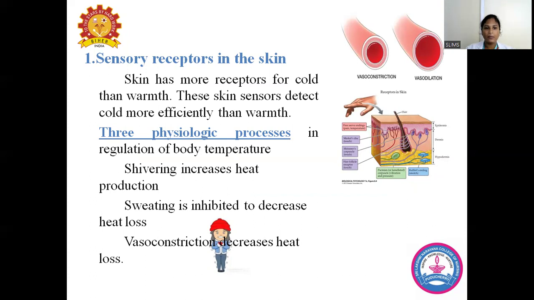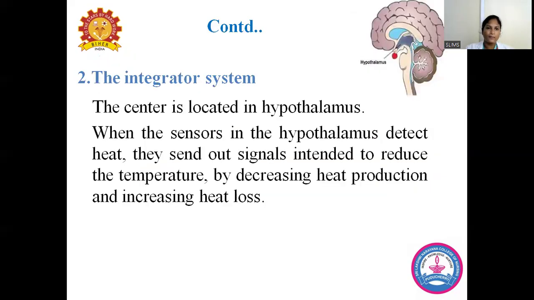Shivering increases heat production. Sweating is inhibited to decrease heat loss, and vasoconstriction decreases heat loss. So when your blood vessels are constricted, the heat loss is reduced. Sweating is also inhibited to decrease heat loss.